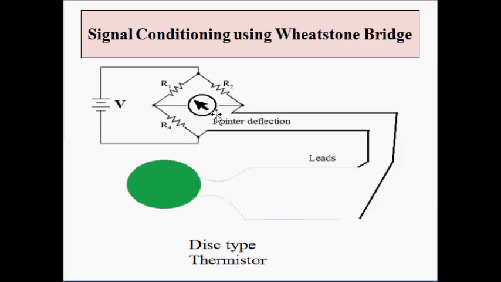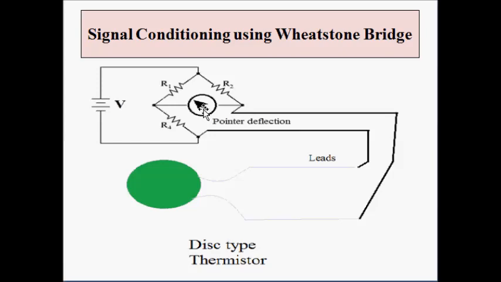Whenever the surrounding temperature varies from the reference or calibrated temperature, there is a change in the resistance of the thermistor, which results in the unbalance of the Wheatstone bridge. As a result, current flows in the circuit, which results in the deflection of the pointer of the galvanometer, which indicates that there is a change in the resistance.